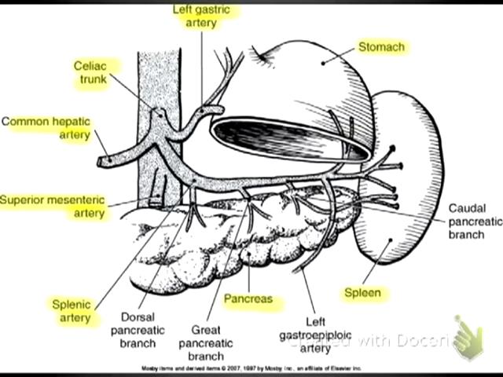Looking at this diagram, we see that we have the celiac axis or celiac trunk. Once again, we have the splenic artery, the common hepatic artery, and the left gastric artery coming to the stomach. And we do see that the splenic artery is also supplying the pancreas as it's going through to the spleen.